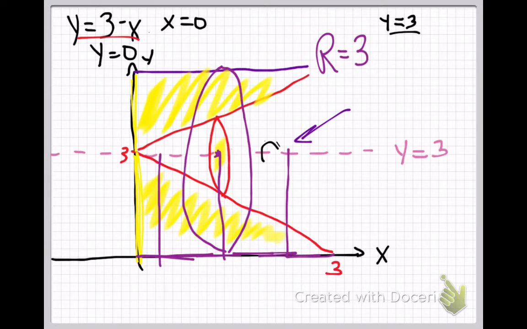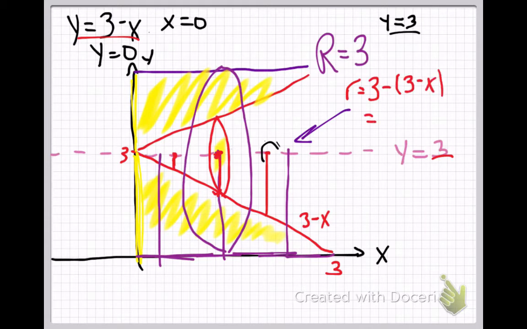Now we need to do the same thing with the little radius. So again, where do we start? At the center, y equals 3. Where do we stop? The line y equals 3 minus x. I don't care if you draw the little circle there, or you draw the little circle there. It's still going to be 3 minus x. So little r in general must be 3 minus the quantity 3 minus x, which, if you can simplify it, why not? Look, 3 minus 3 is 0, and then minus negative x becomes positive x. So little r is just x.